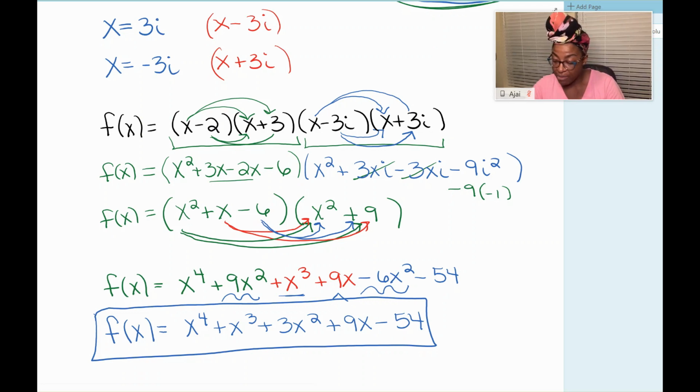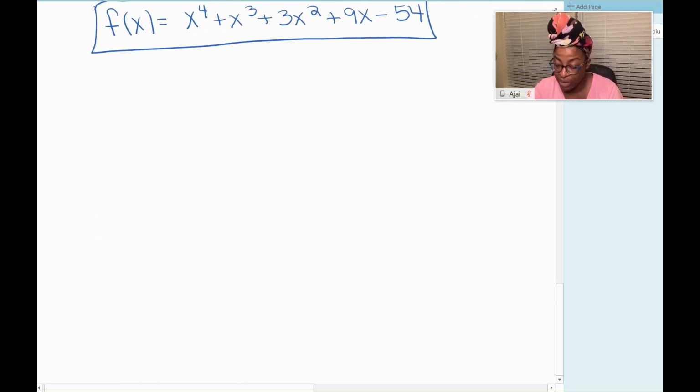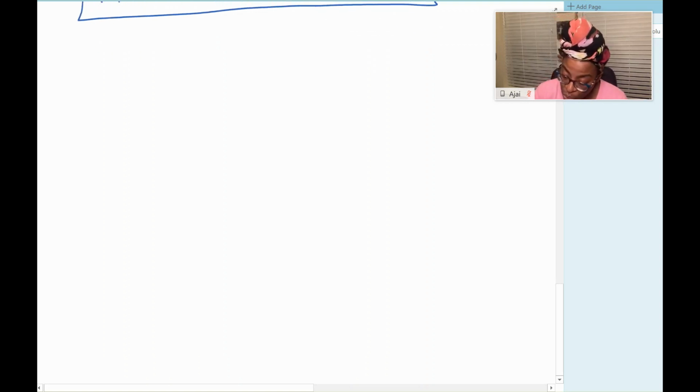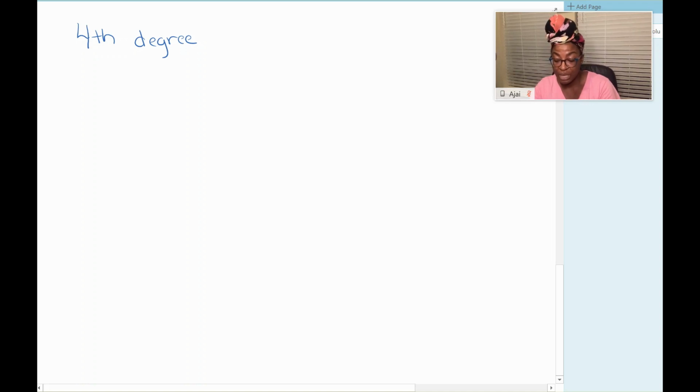Okay, I have time. I want to do one more example just to show you the variety that you can have here. So let's say you have a 4th degree polynomial, and look what happens here. So you have this problem that says you have a 4th degree polynomial.